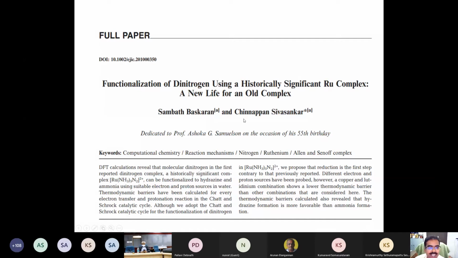Then he worked on this, and you can see here the title: the historically significant ruthenium complex, and we also mentioned a new life for an old complex. This paper was dedicated to Professor Ashoka G. Samuelson on the occasion of his 55th birthday. In fact, I wanted to dedicate this. Then after acceptance, the editor told me that you cannot simply say dedication; you have to mention the reason. So I found it was his 55th birthday, and therefore I put the 55th birthday.